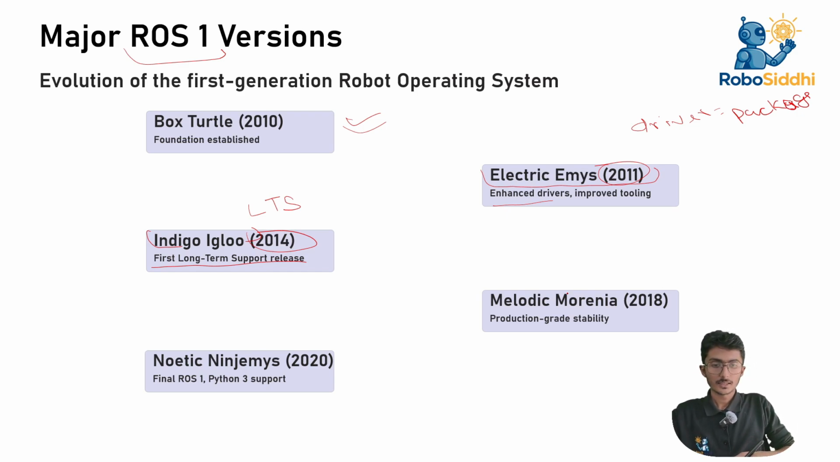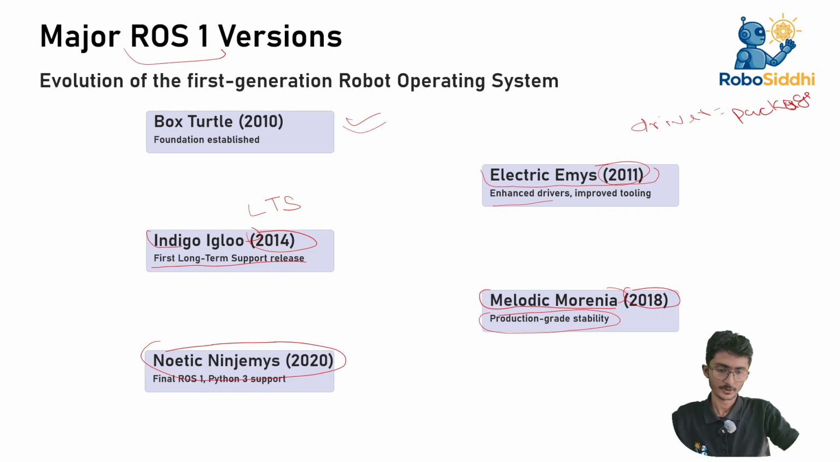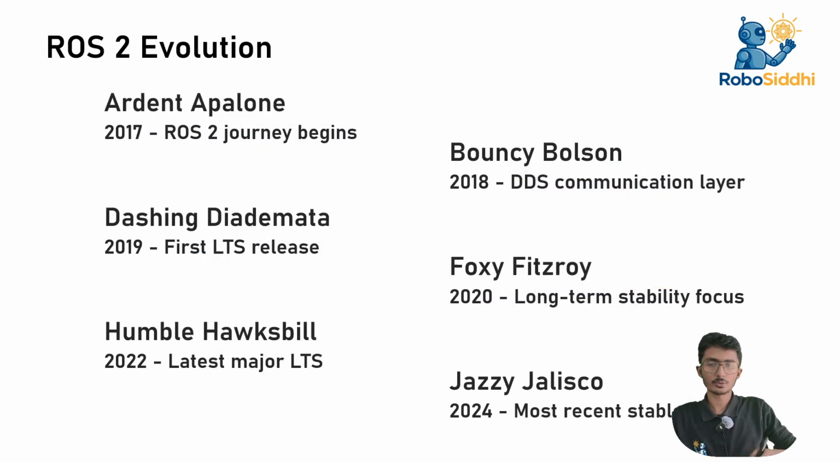Then it was Melodic Morenia, released in 2018. It had production-grade stability, which means they could use it to mass produce robots and install ROS on them. Then we have Noetic Ninjemys in 2020, which was the final ROS 1 version. Then they ended support.